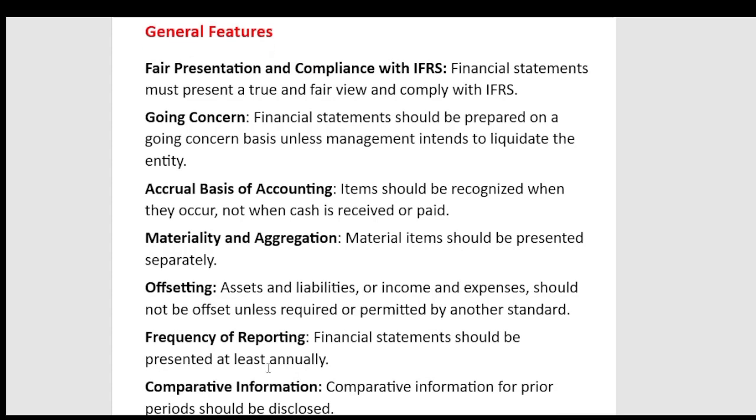The next one is comparative information. Comparative information for the prior period should be disclosed. For example, if we are handling 2022, the 2021 figures should be there for comparison. Maybe your revenue for 2021 is 2 million, then revenue for 2022 is 4 million. There should be comparative figures for both. You get. So that is what this one is saying.